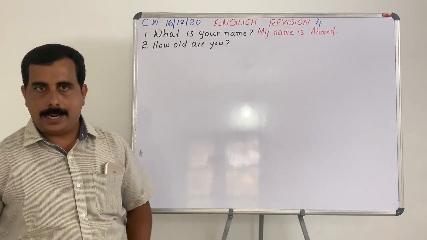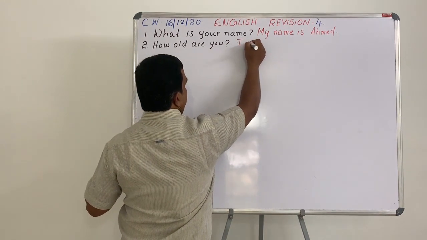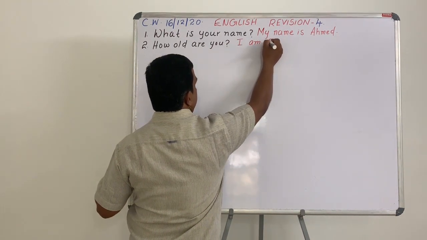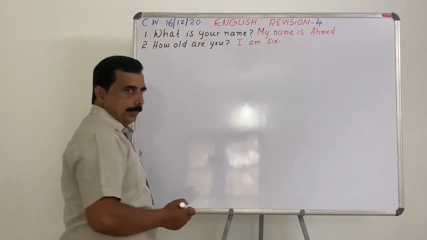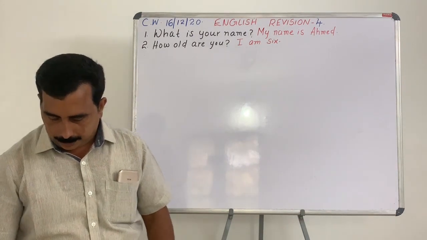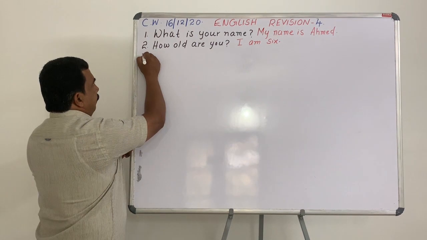Okay, what's your answer? I am 6. You can write 6 in spelling or as a word, or you can write the digit, no problem. Okay? Next question. Question number 3.